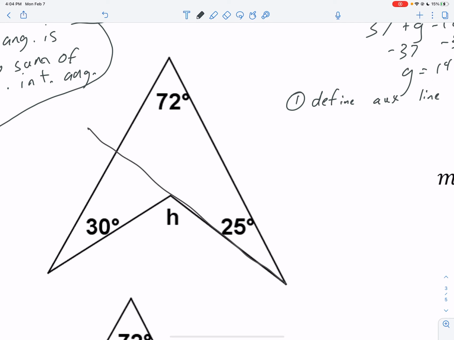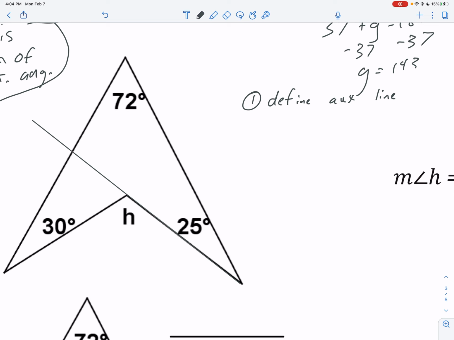All right, let's look at this. So straighten out. So on this one, I like drawing an auxiliary line right here. That's what my brain did first. Define aux line to separate it into two triangles.